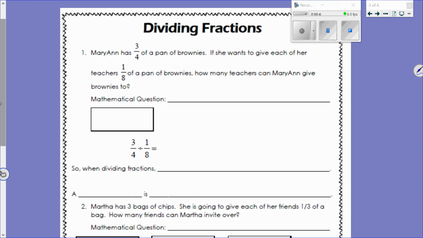So our first one, Mary Ann had 3/4 of a pan of brownies. If she wants to give each of her friends 1/8 of a pan of brownies, how many friends can Mary give brownies to? That's our question for the problem.